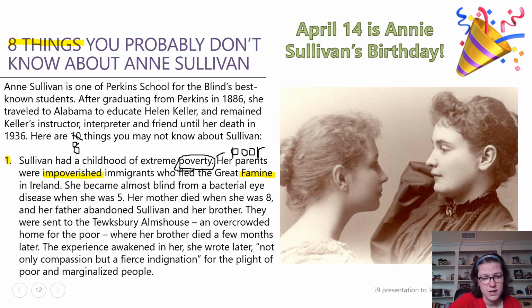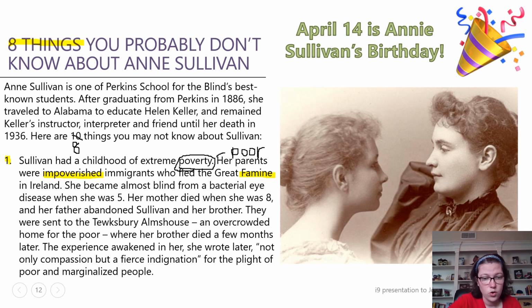So famine, if they escaped, that tells me that not only were they poor where they came from, but they were struggling to get enough food to eat. And if they had stayed there, they might have died because they didn't have enough food. So I'm going to start this paragraph over now that I know those two things. Sullivan had a childhood of extreme poverty. Her parents were impoverished immigrants who fled the Great Famine in Ireland.